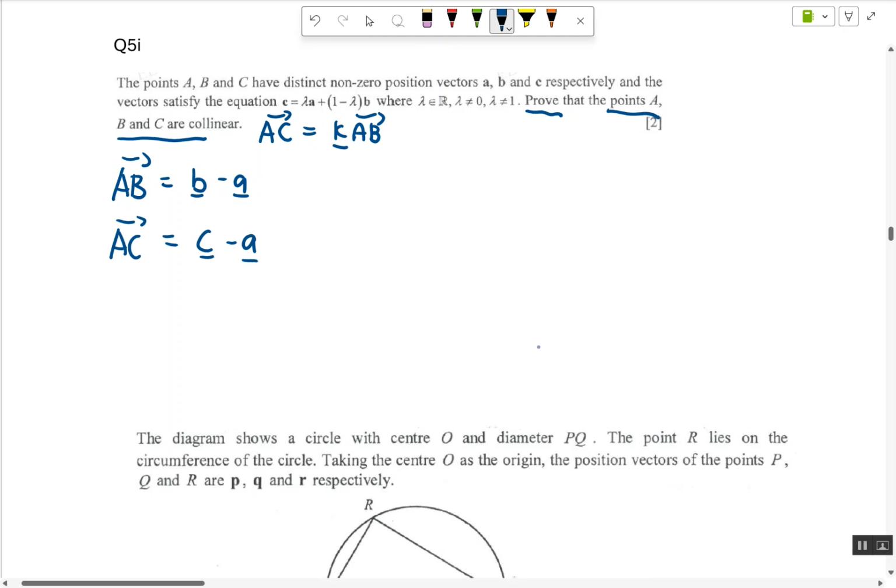But you look here, they gave you C for free. All I need to do is to put this into here. So C is lambda A plus 1 minus lambda B, minus A. This part can see? Okay? Group all the A's together. Don't group the lambda together. I think you make the lambda the subject, right?